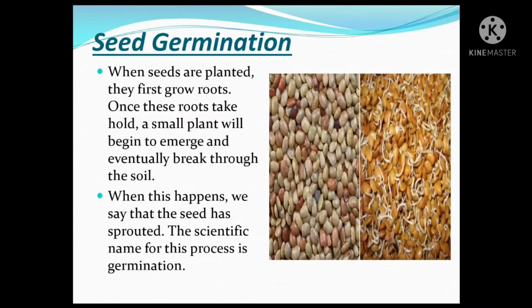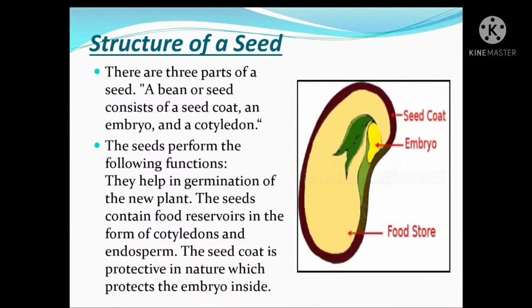With proper nurturing, that is, with the right amount of water, air, light, and soil, a seed needs moisture, air, which means oxygen, and warm temperature to germinate.